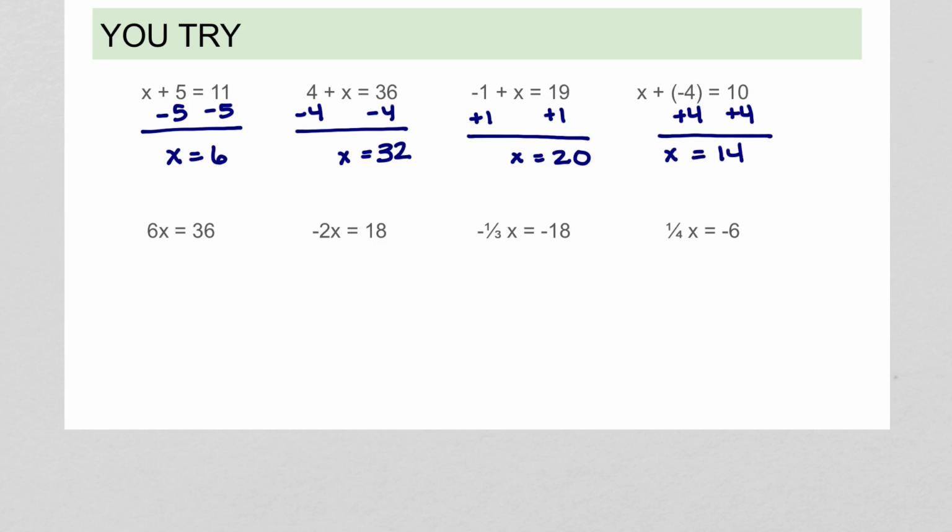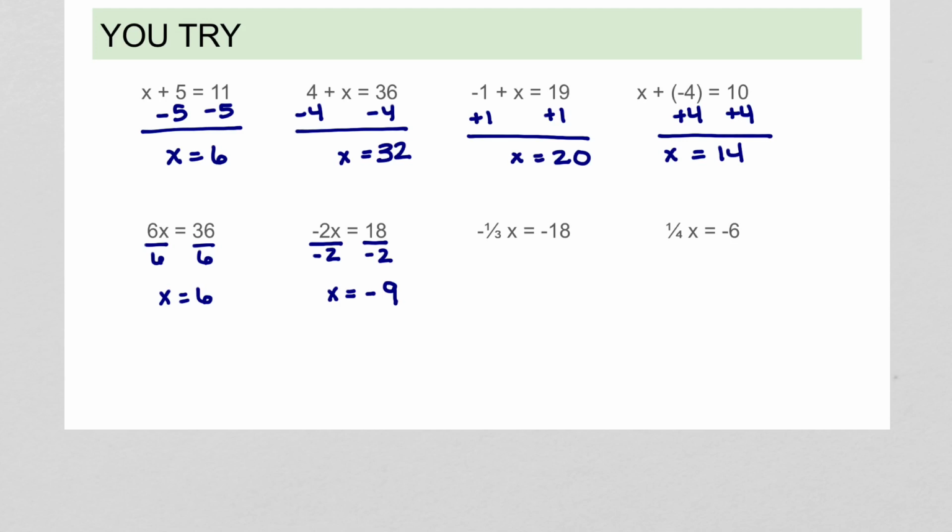Okay, here. I want to undo a times 6. So I'm going to divide by 6. I want to undo a times negative 2. So I'm going to divide by negative 2. So it doesn't matter if it's positive or negative. That goes to 1. And then on the left side, 18 divided by negative 2. Don't forget your rules about that. It's negative 9.